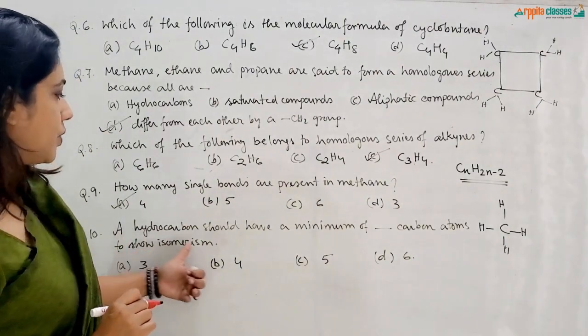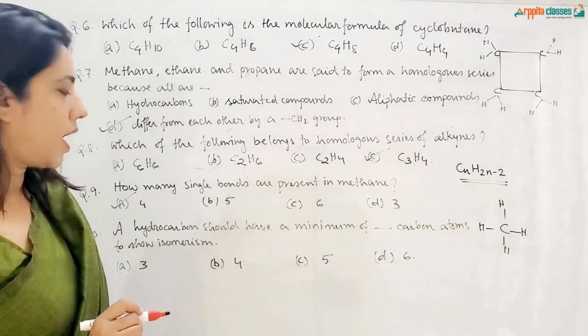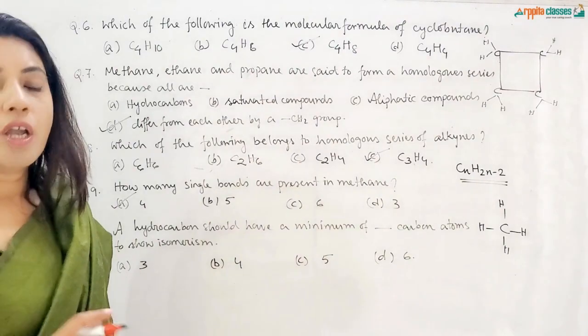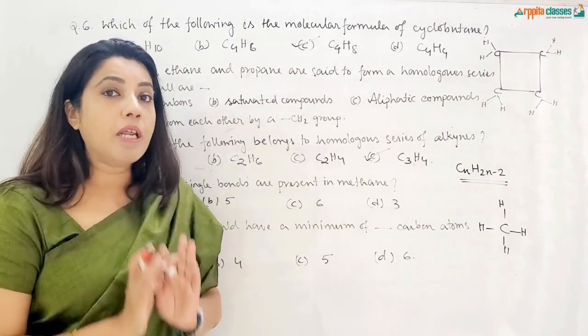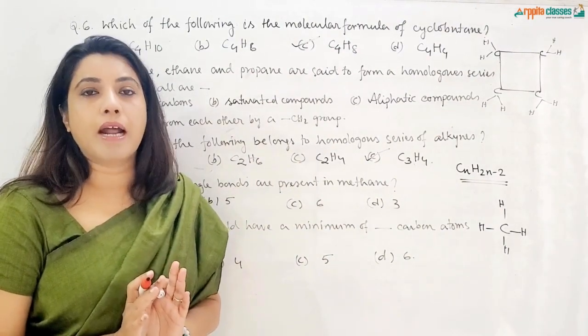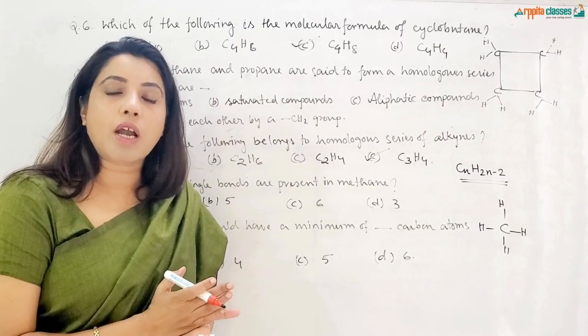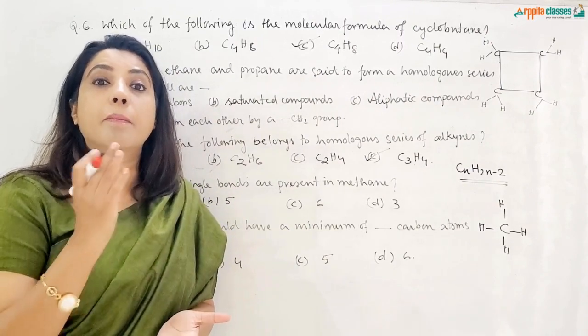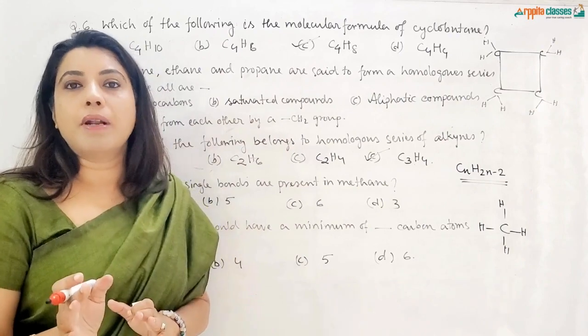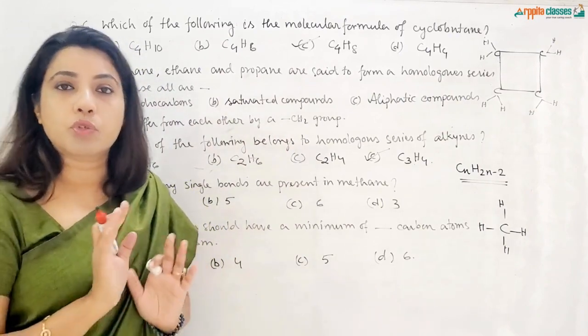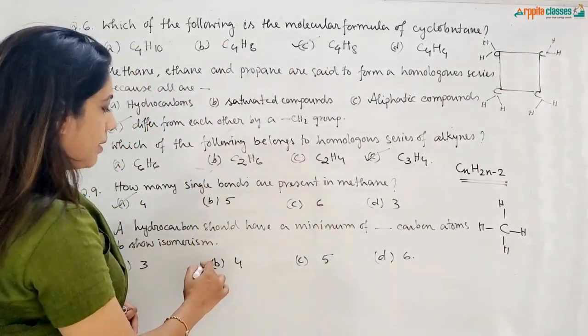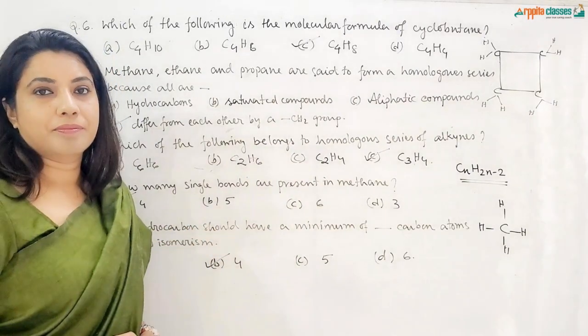Next question is, a hydrocarbon should have a minimum of dash carbon atoms to show isomerism. For showing isomerism, we should have a minimum of 4 carbon atoms, because once we get 4 carbon atoms, only then can we start branching it. With 3 carbon atoms, we cannot do the branching, we cannot show isomerism. So we should have a minimum of 4 carbon atoms.